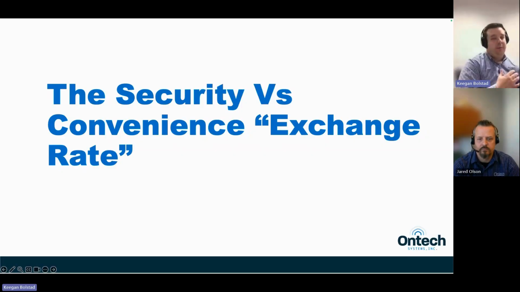We inherently make things more secure, we make them less convenient for the user. We make them more convenient for the user to access, we inherently make those less secure. And there's a battle in this. There's a push and pull.